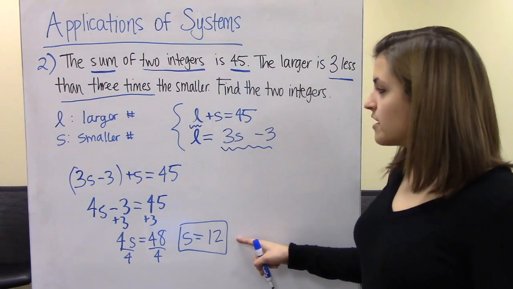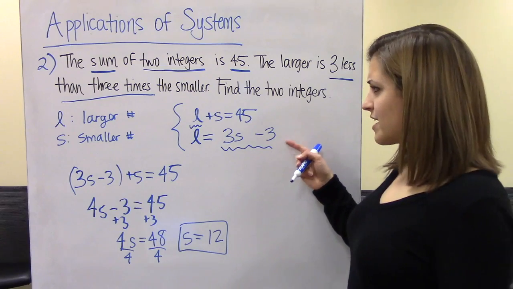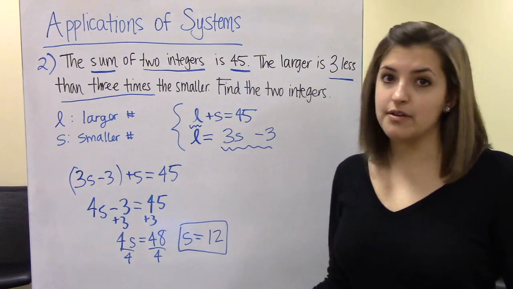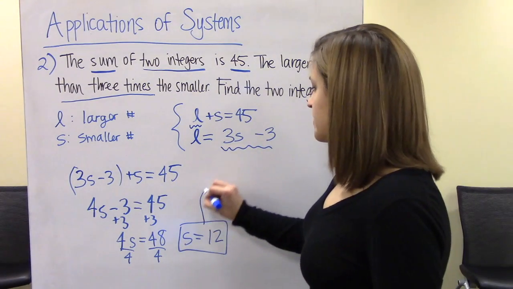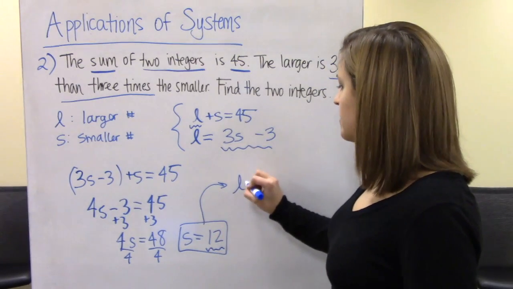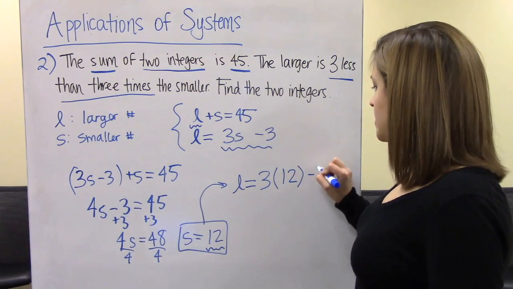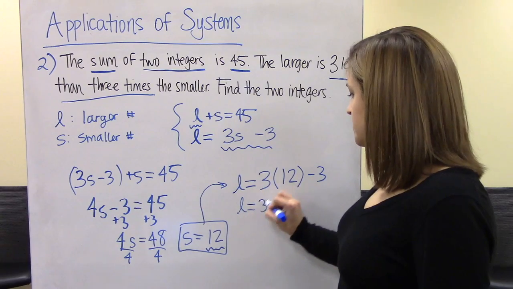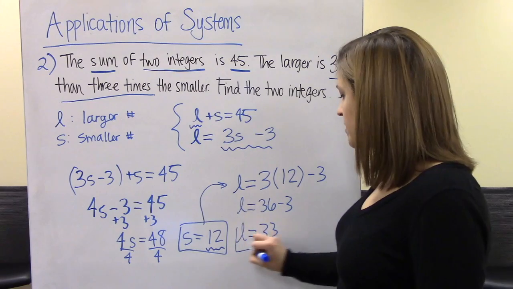Now I can use this and plug it into one of my equations to solve for L. I might plug it into my second equation here, because this will tell me L equals right away. So I don't have to do any rearranging from one side to another. So I'll bring this up here, and every time I see an S, I'm going to plug in 12. So L equals 3 times S, or 12, minus 3. So 3 times 12 we know is 36. So L equals 36 minus 3. So my larger number is going to be 33.